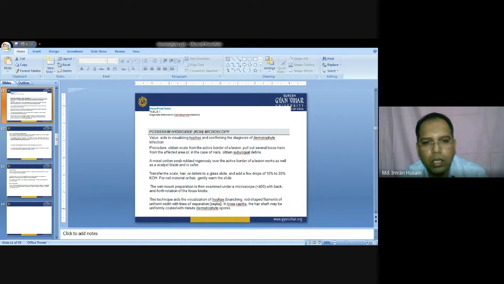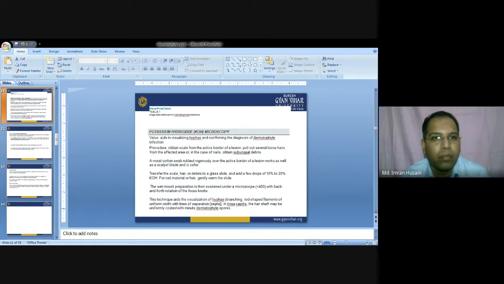Tinea manuum can occur in individuals with tinea pedis due to direct spreading of the infection from the feet to the hands. So every time you see that they have a particular pattern, it typically presents with dry skin in the palms of the hands and a skin rash with inflamed scaly borders on the back of the hand.